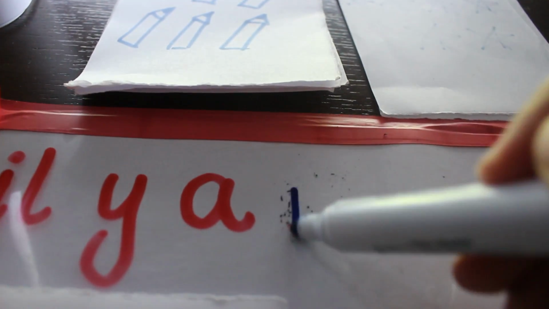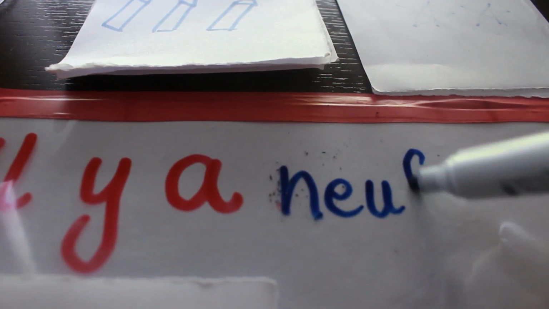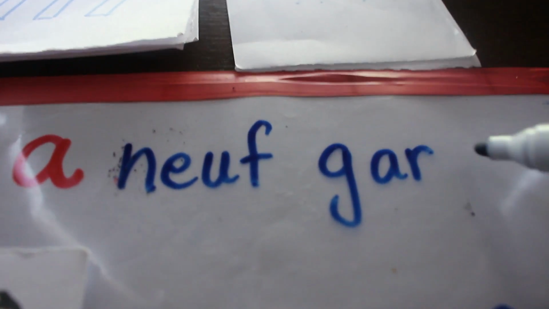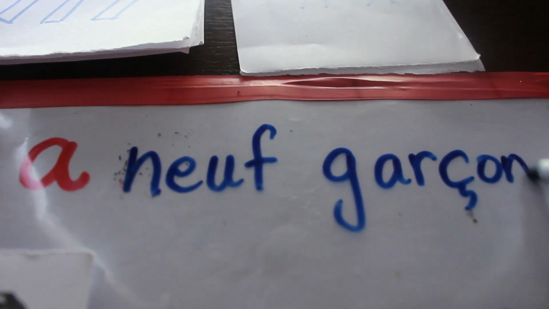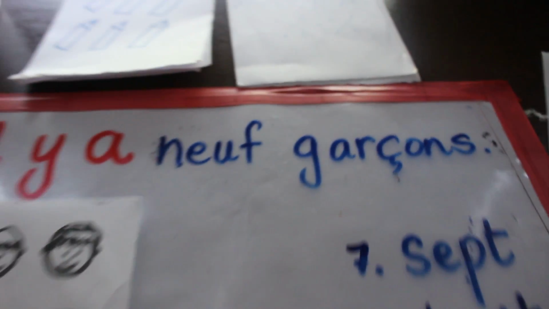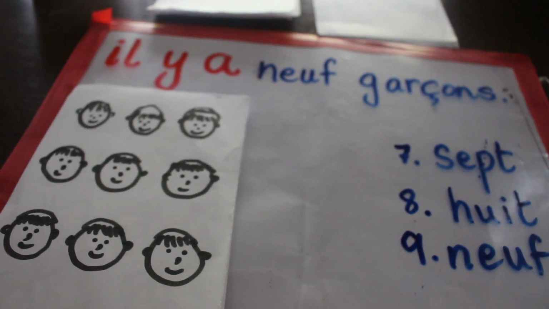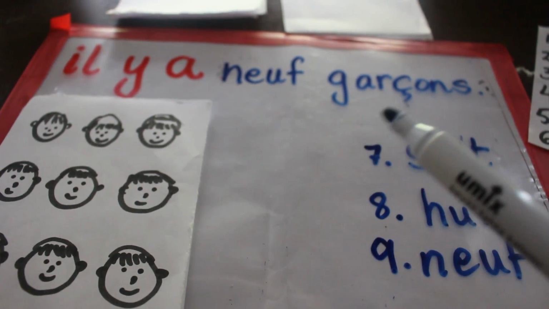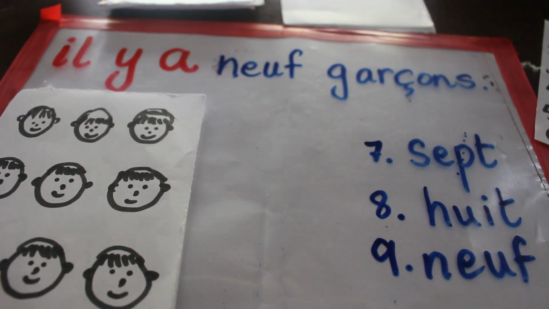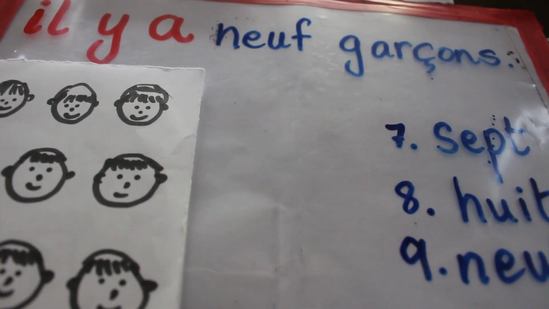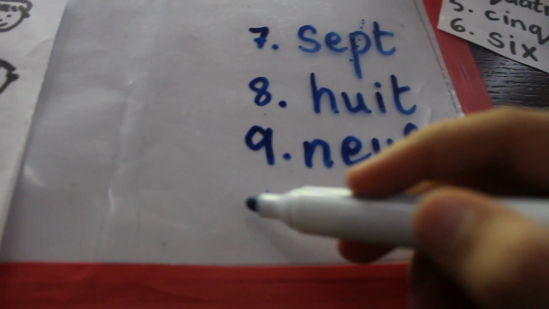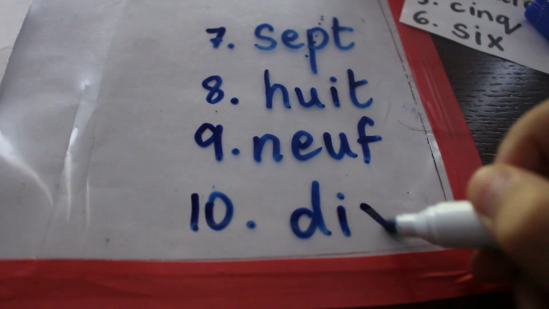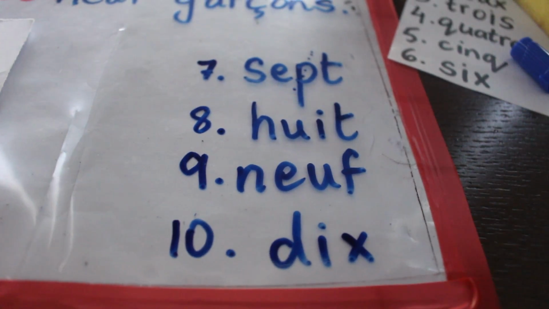So let's write that down. Il y a 9 garçons, and an S to make it a plural. Il y a 9 garçons. There are 9 boys. And the last, number 10, that we'll do for today, it's called D-I-X, like 6. It is called 10.